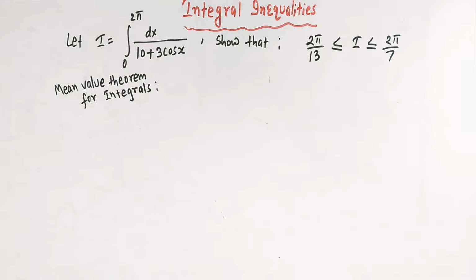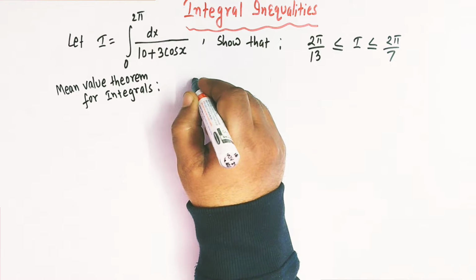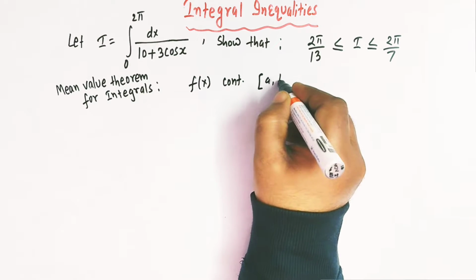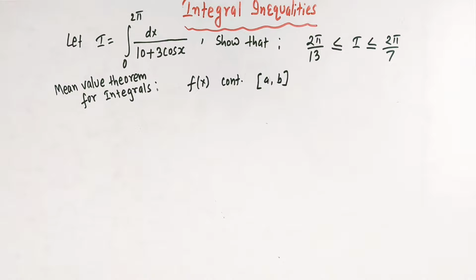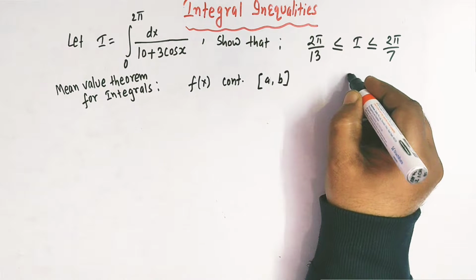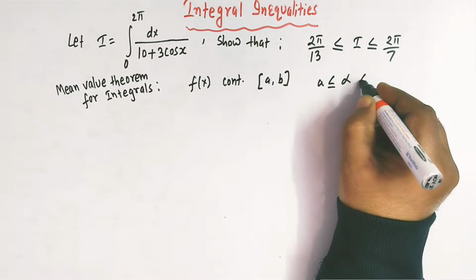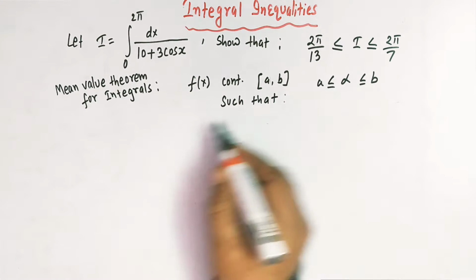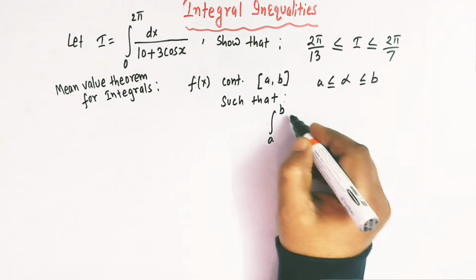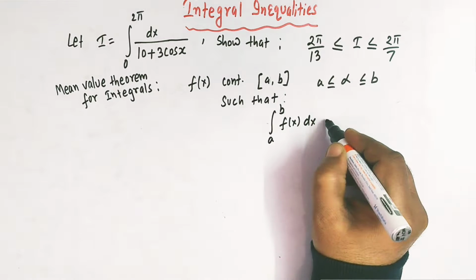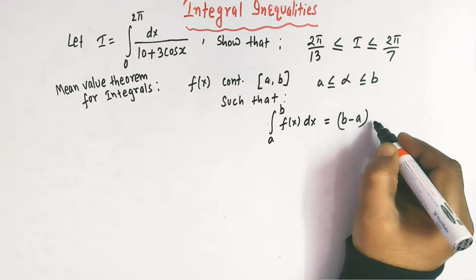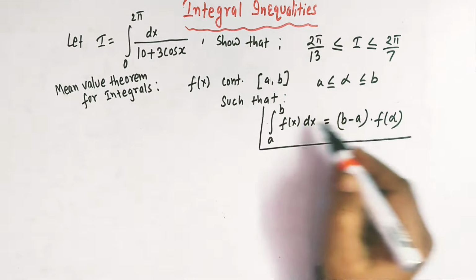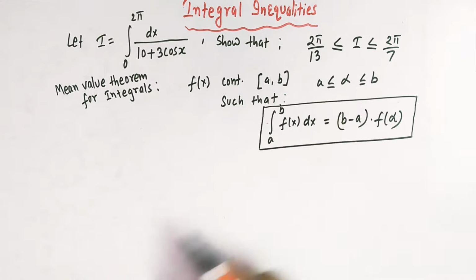So viewers, the mean value theorem for integrals states that if we have a function f of x which is continuous in the interval [a, b], then there must exist a number, say alpha, which lies between a and b such that the value of the integral from a to b of f of x dx is equal to b minus a times f of alpha.